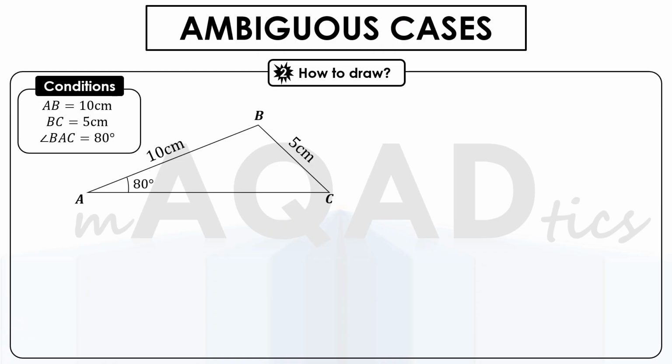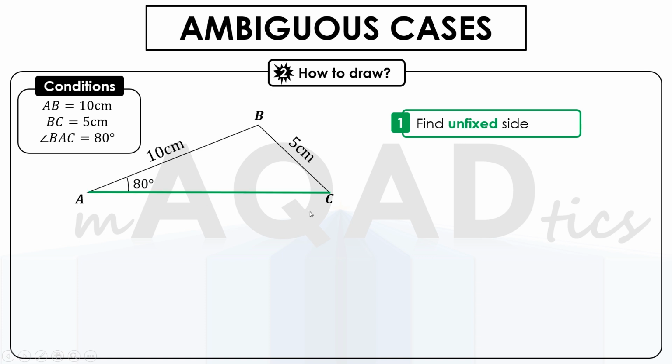To draw the new triangle, we need to know which side we can adjust. So this is our first step, to find the unfixed side. If you look at the conditions here, two of the sides are fixed already, so the only side which is unfixed is AC.